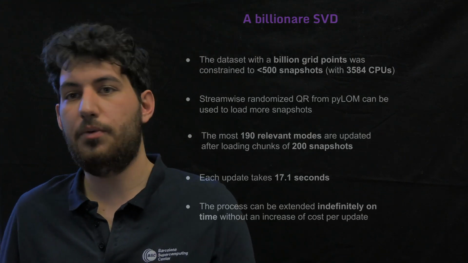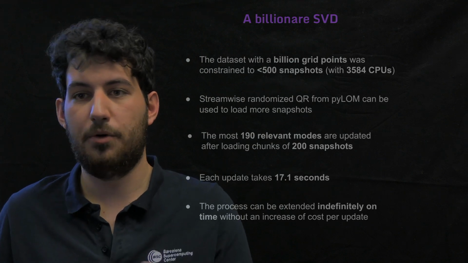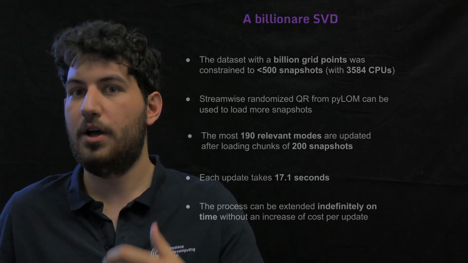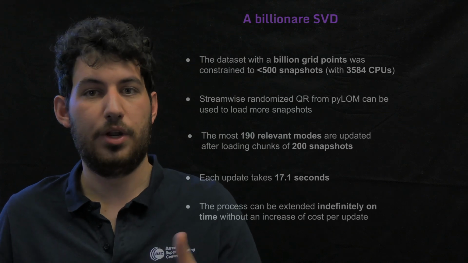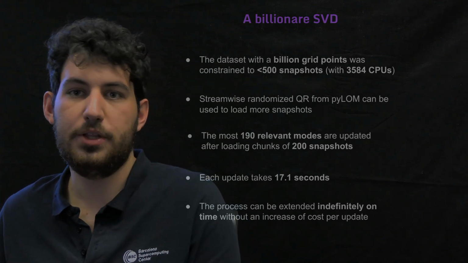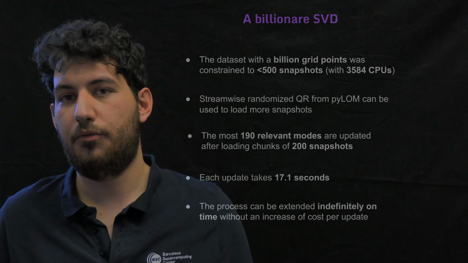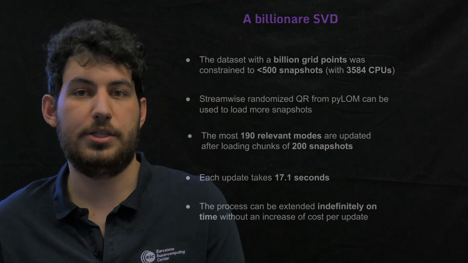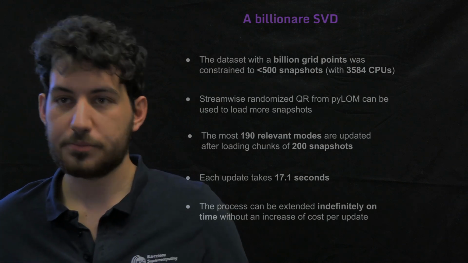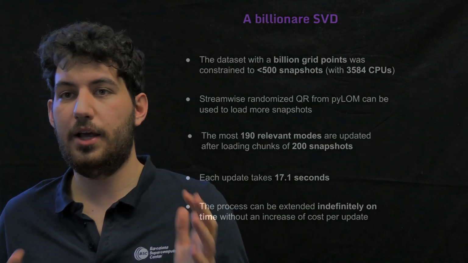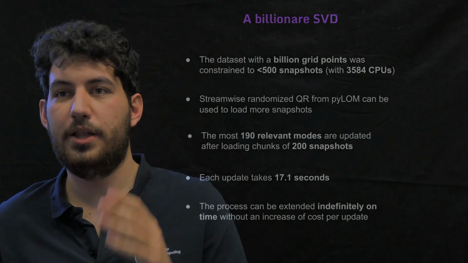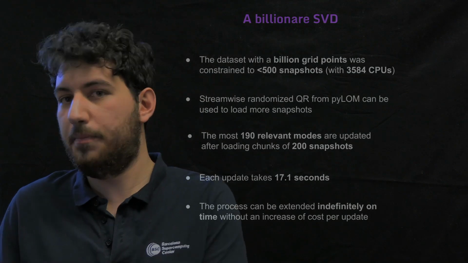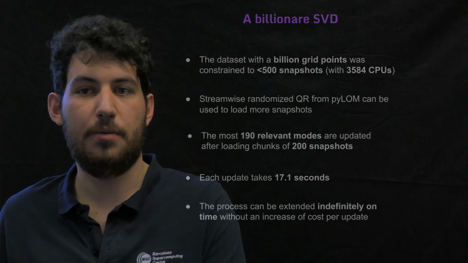So that process can actually be extended indefinitely in time without an increase of the cost per update. The only constraint that we have here is, of course, that the modes of our system are more or less steady and they don't have a strong divergence point during our updates, which is something that happens in the cases that I showed at the beginning of this video, and in the cases that we are targeting with pyLOM. So that's actually the end. I want you to keep in mind that we are on that pathway to the billion-point SVD. That's what you can do with pyLOM.